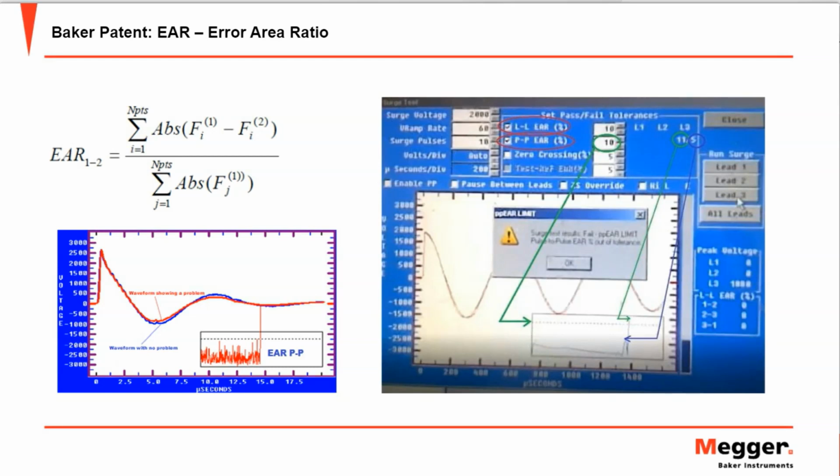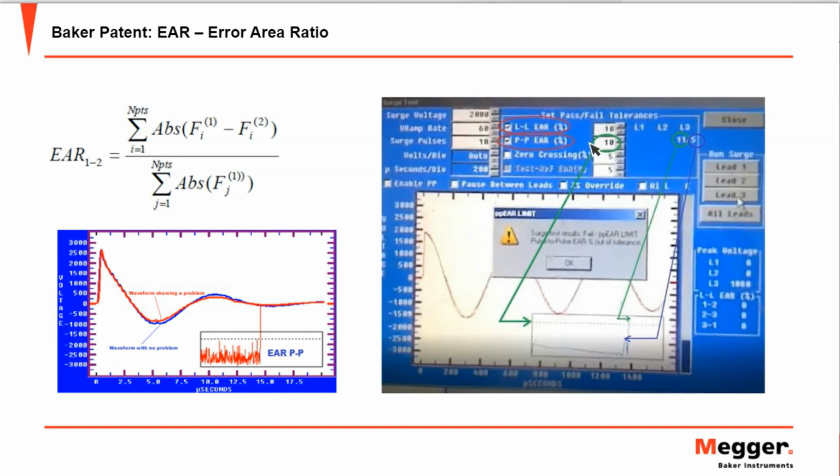So we have a waveform at 1000 and a second waveform at 1050. Then this is only for lead number 1. So through time, the voltage is going to be increased up to the final test voltage. During that time, the software is going to show you the maximum pulse to pulse error for lead number one.